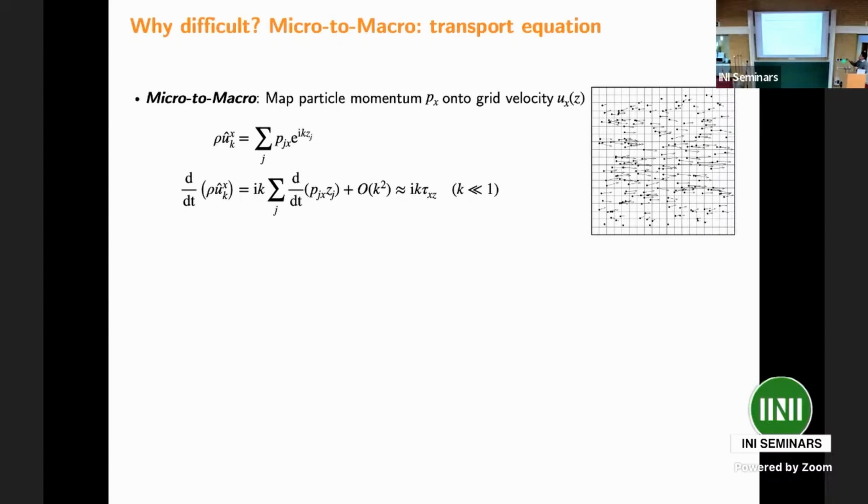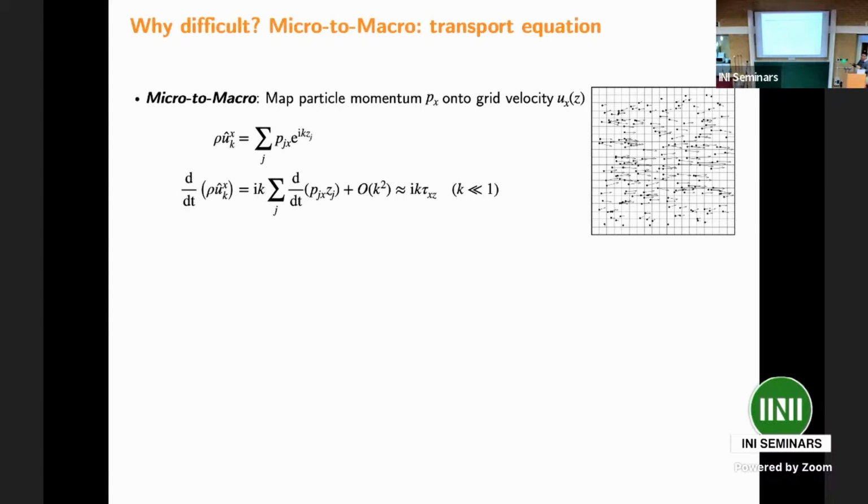If we do this average, and then take the Fourier transform of this U, the continuum level velocities, we get this U hat. This U hat can be written like this, where P is just the momentum of the individual particle. Then we take the time derivative of these Fourier modes, and suppose we are mainly focused on low wave number, which means K is much smaller than the resolution. Given this, we can see that the evolution is proportional to this one. This tau is nothing but the stress in terms of the individual particles.